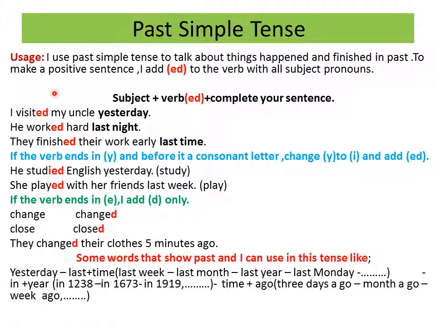To make a positive sentence, how do we make a positive sentence? Just add ed to the verb with all subject pronouns. So the past simple tense, I use it when I want to talk about something that happened and finished in the past, happened and finished before. To make a positive or affirmative sentence, I put my subject, we said he, she, it, they, we, you, whatever. Then the verb, but pay attention that you will add ed to most verbs, then complete your sentence.